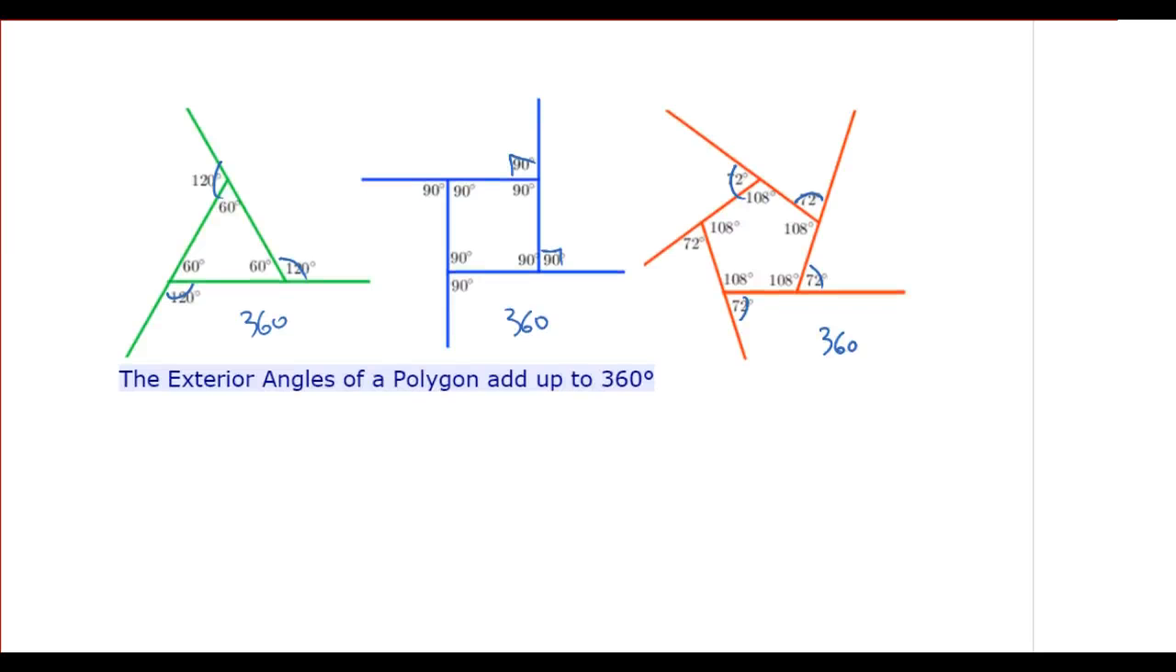If the question says what is the sum of all the exterior angles of a heptagon, you always know the answer is going to be 360. It doesn't matter what the polygon is.